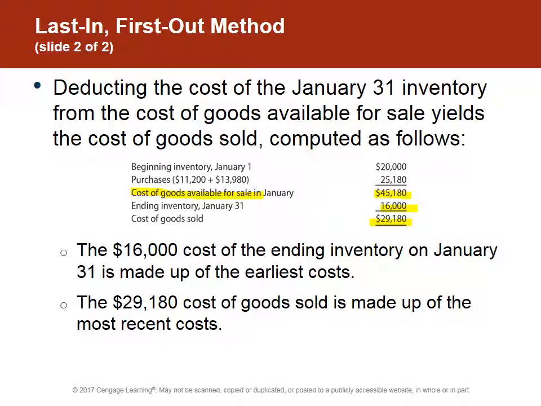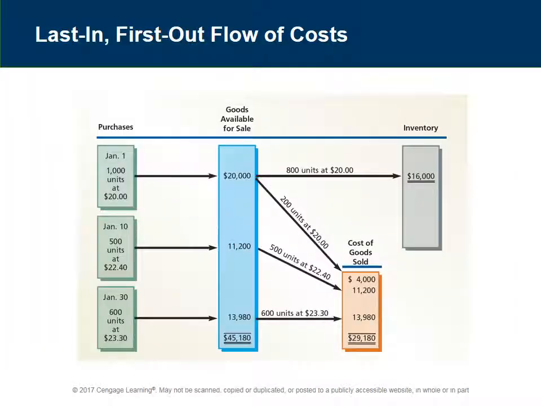Different prices. And let's move forward and see how it looks. I think this really does help students. We've got the exact same scenario here with the 3 layers of purchases, and we have the same goods available for sale as far as the dollar amount of $45,000.